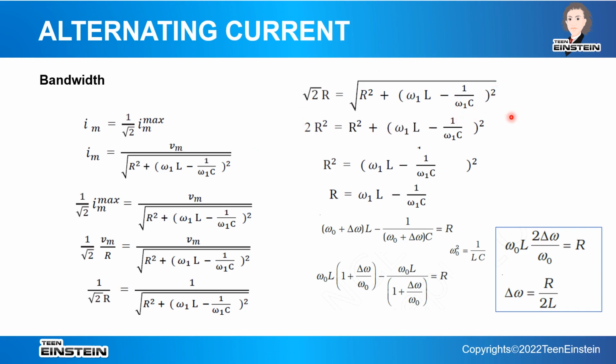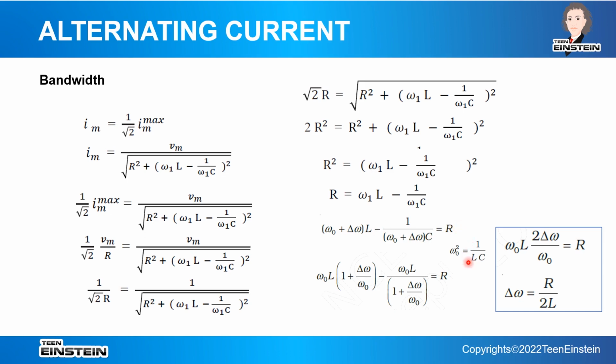If you take the square of both sides, then you get 2R squared equal to R squared plus omega 1 L minus 1 by omega 1 C the whole squared. So R squared, if you bring this to the left hand side, equals omega 1 L minus 1 by omega 1 C the whole squared. So R equals omega 1 L minus 1 by omega 1 C. Now what is omega 1? Omega 1 is nothing but omega 0 plus delta omega. So substitute it here, then you get omega 0 plus delta omega into L minus 1 by omega 0 plus delta omega into C equal to R.